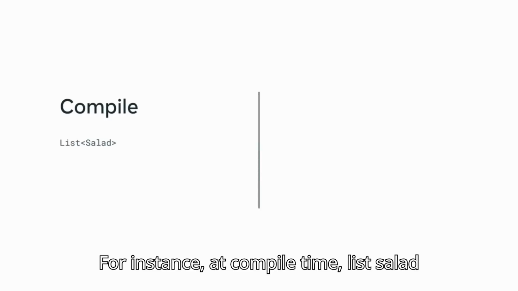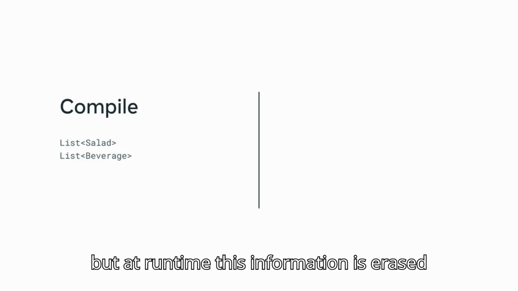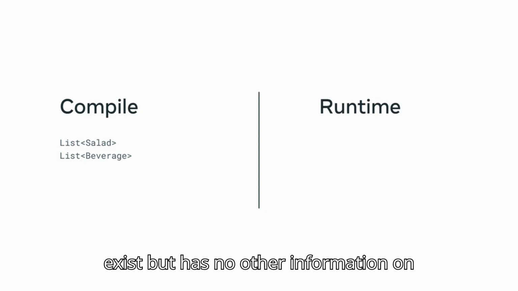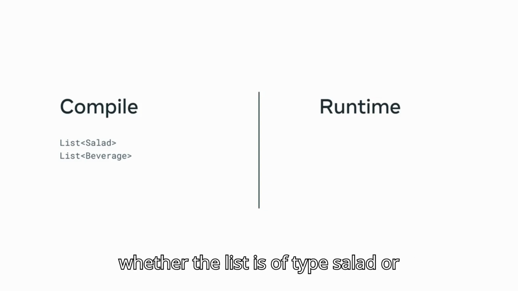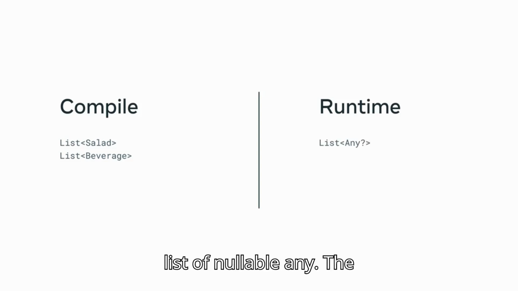For instance, at compile time, List<Salad> can be differentiated from List<Beverage>, but at runtime this information is erased and the runtime only knows that the lists exist but has no other information on whether the list is of type Salad or Beverage. The lists get converted to a List<*>, a list of nullable Any.